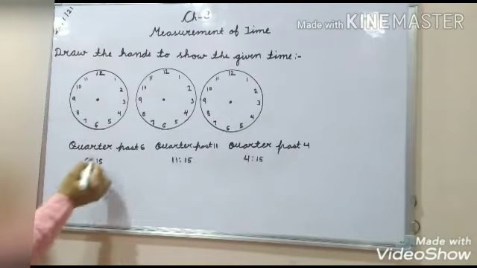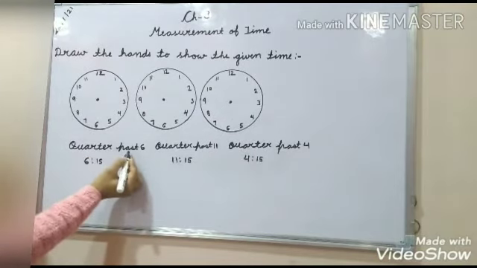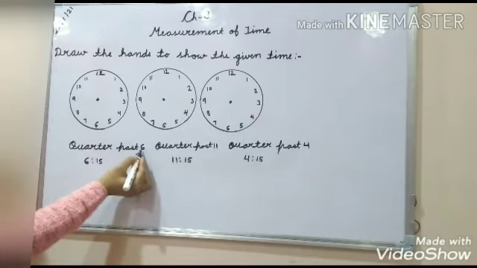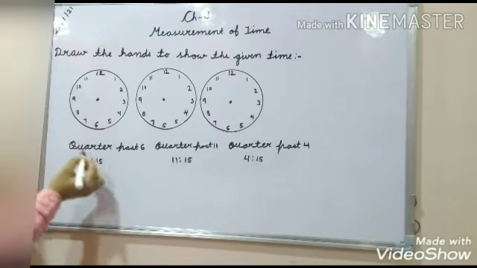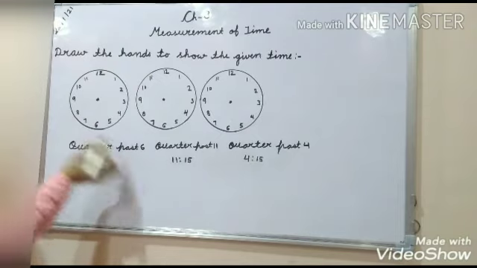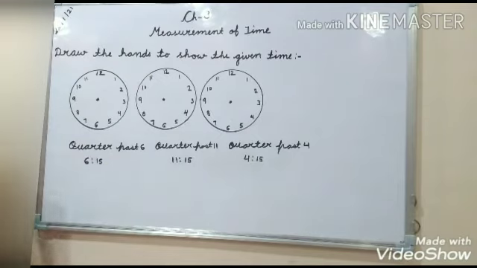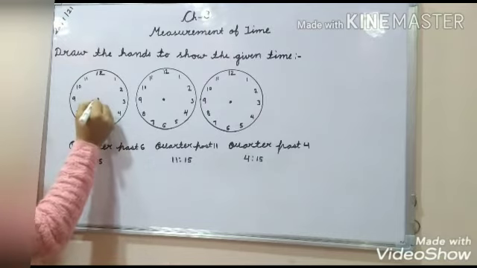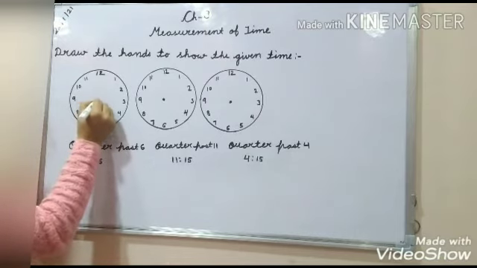Okay children, now we have to show the time quarter past. Here in the first clock we have to show the time quarter past 6. So children, you must have remembered that quarter past means where we have to draw the longer hand. It will be at 3. The longer hand or minute hand will be at 3. Quarter past means we have to draw the longer hand at 3.